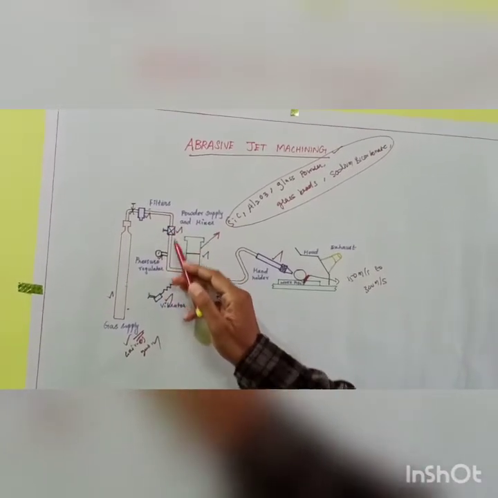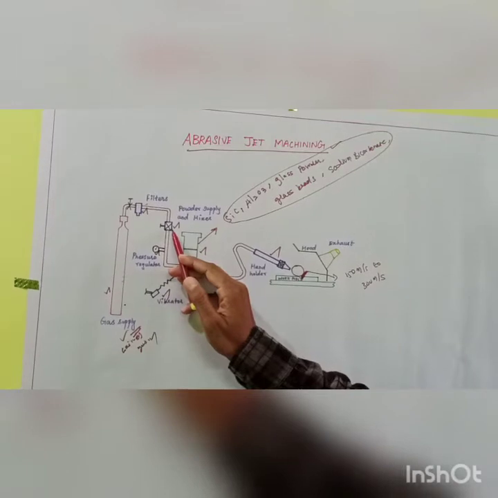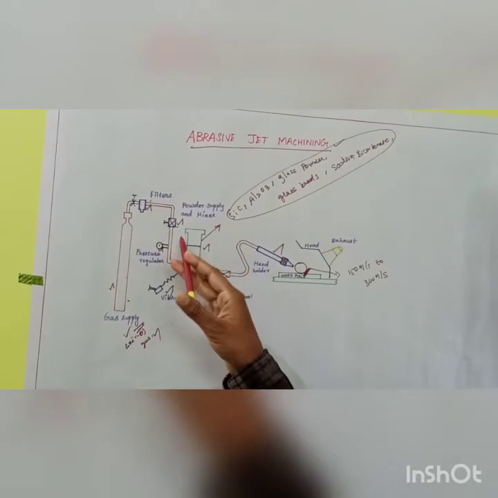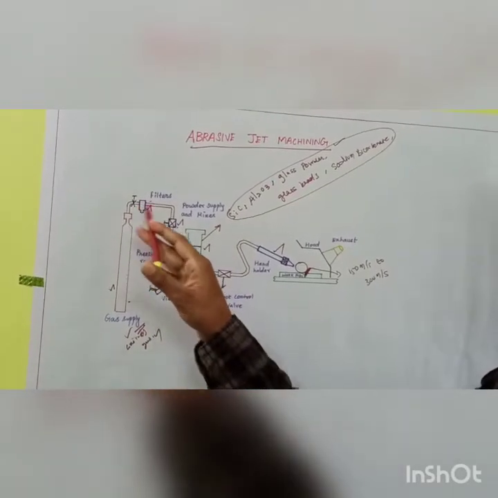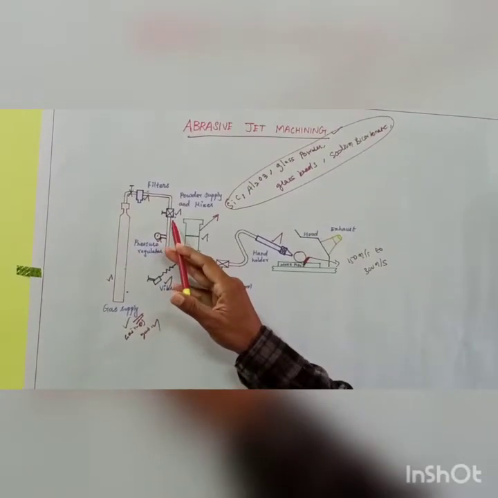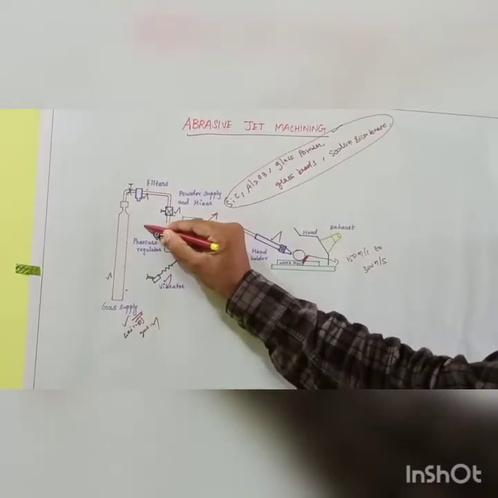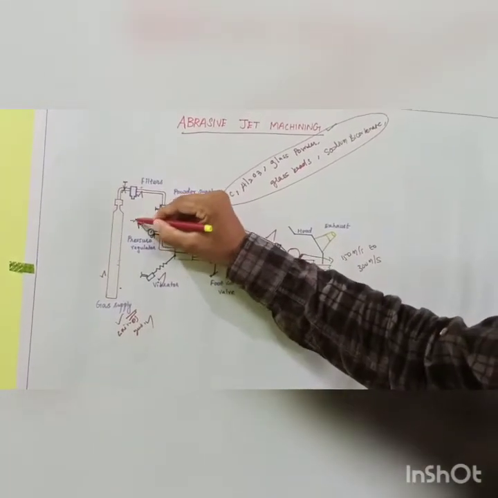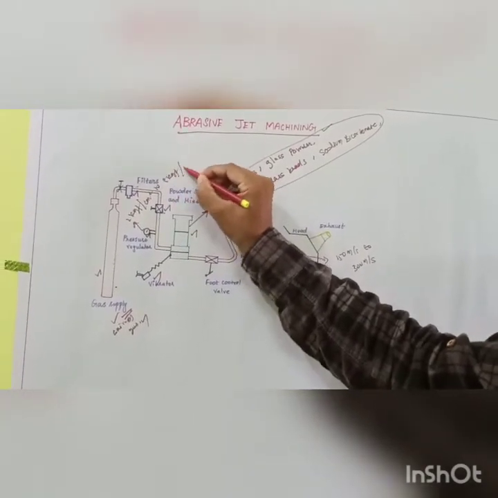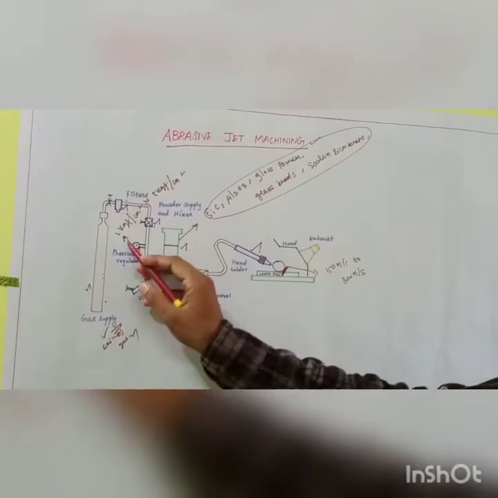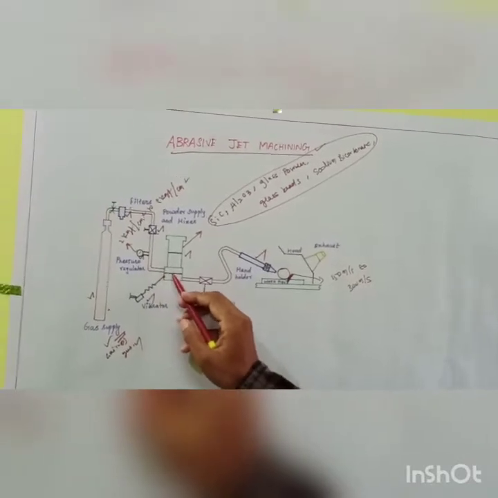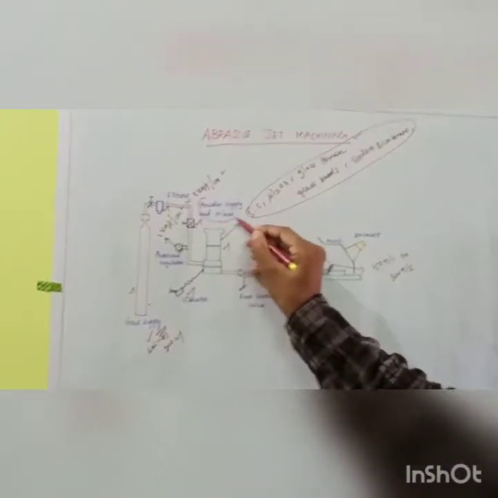sent to the tube, where a flow direction control valve gives control over the high velocity air. Here a pressure regulator is used to measure the pressure. Normally the pressure leaving the filter is 2 kgf per square centimeter to 8 kgf per square centimeter. This pressure passes to the mixing chamber.